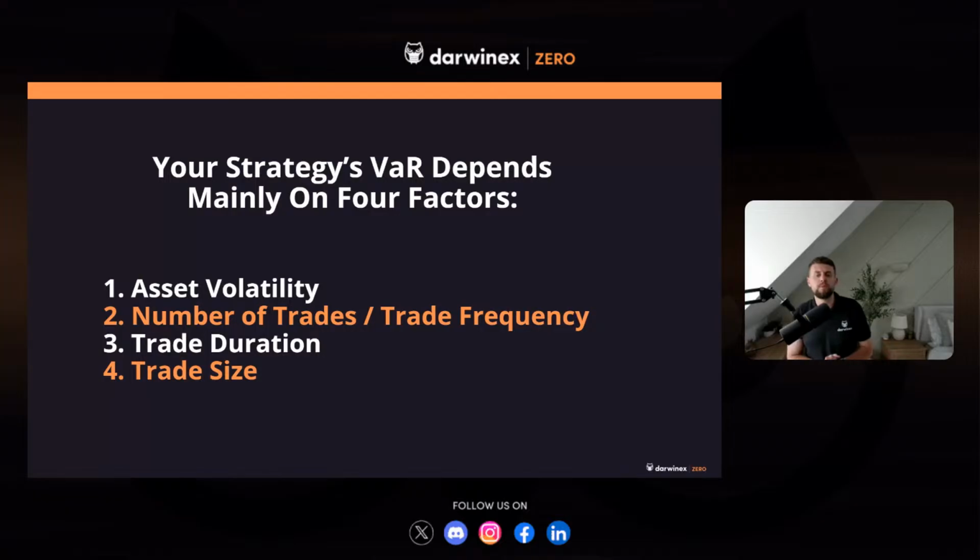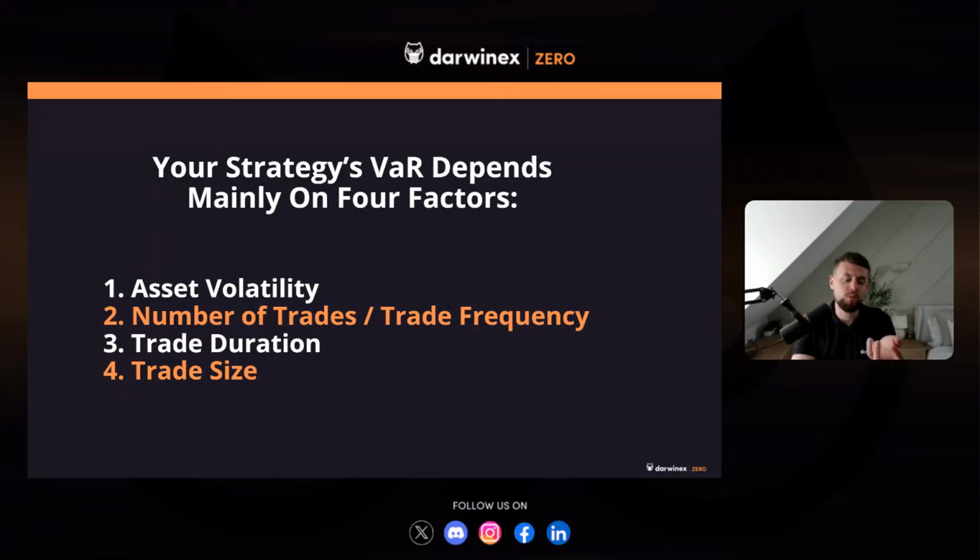Now, the one that trumps them all, and the one that's kind of in your control without having to change your trading strategy, is your position size, which is number 4, and the final element to your strategy's VAR. And the reason I say it's a little bit different and the one that trumps the rest is because you could trade euro dollar, the lowest volatility asset.